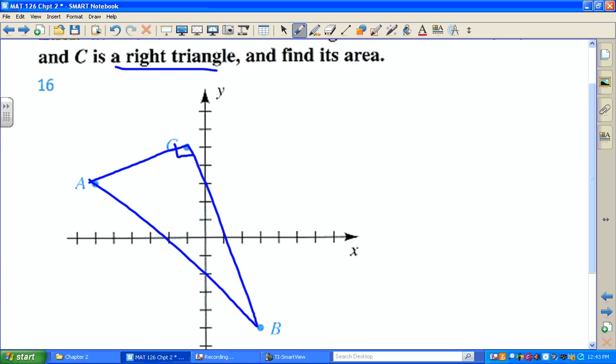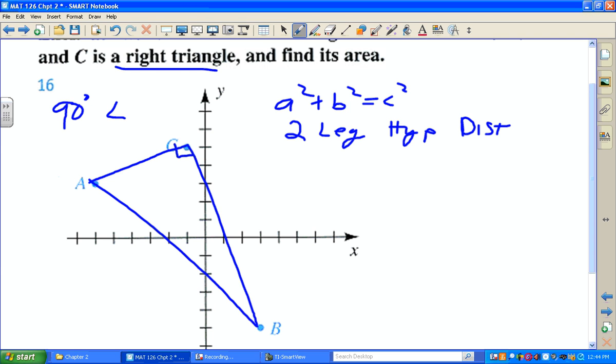Anybody? What's a common thing about a right triangle? It has a 90-degree angle. And what else about a right triangle? You just saw me do it on another problem a minute ago. Pythagorean theorem. So you can pursue either one of these. For this one you find the distance of the 2 legs and the hypotenuse and show that it satisfies the Pythagorean theorem.